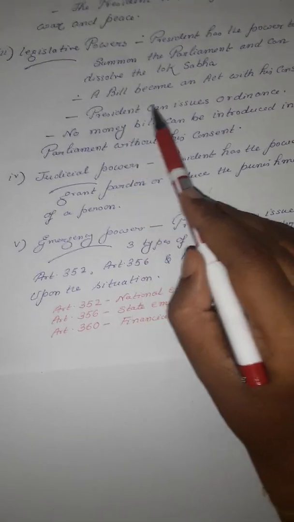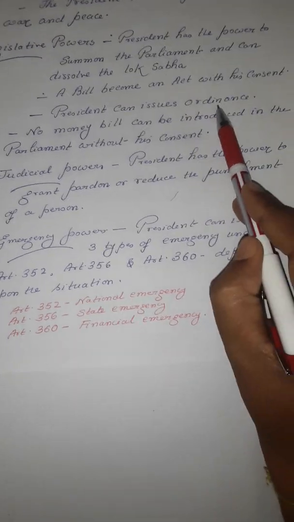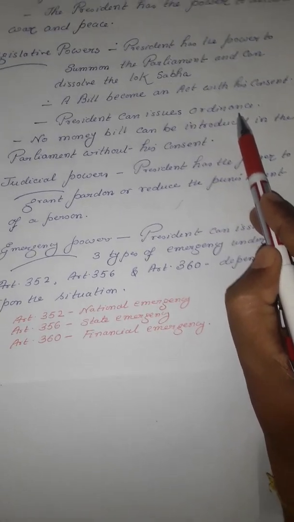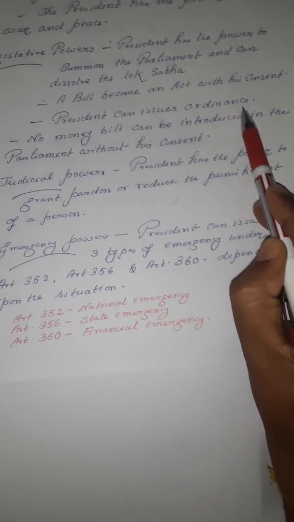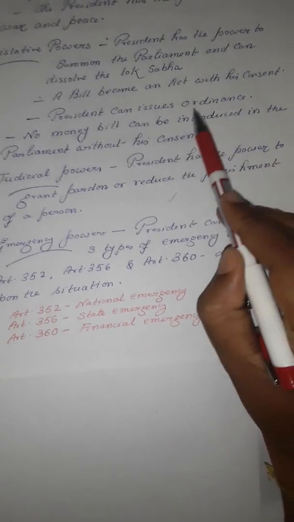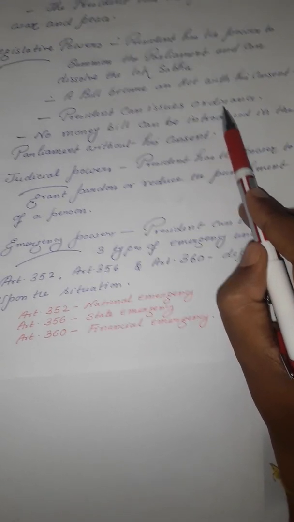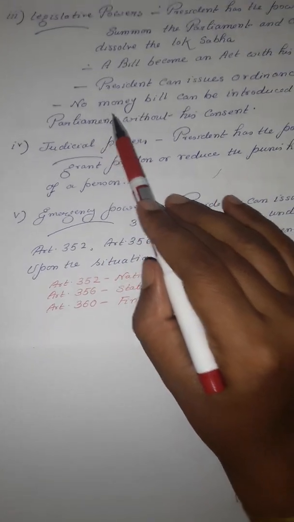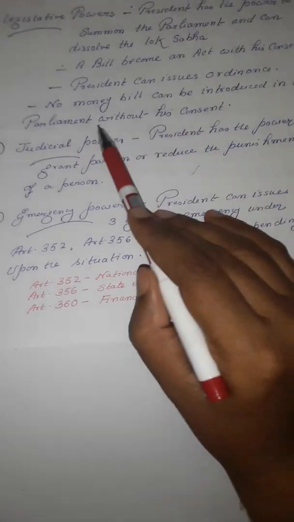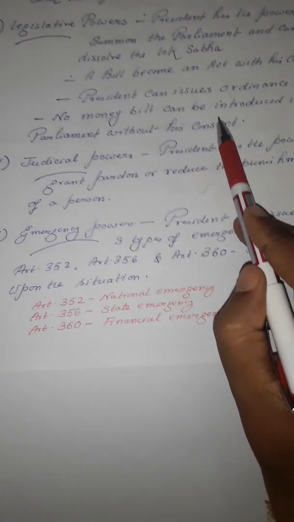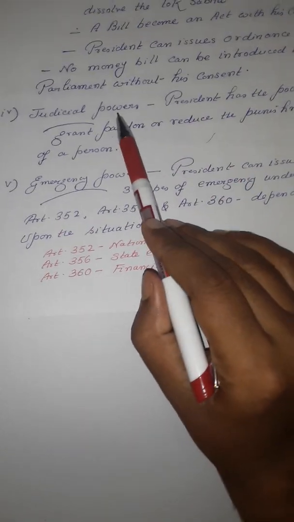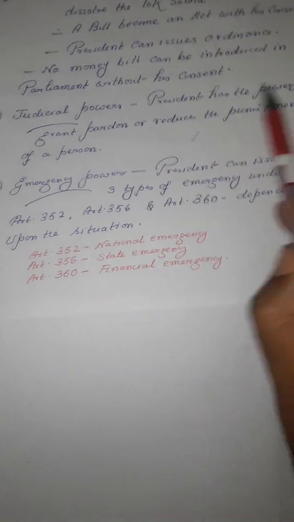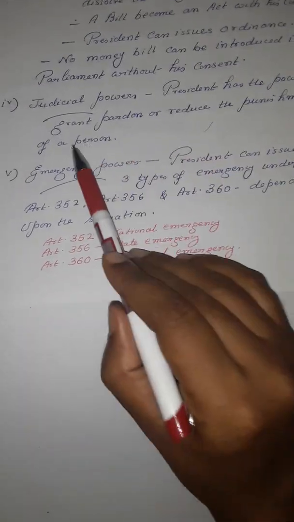Third point, the president can issue ordinances. Ordinances are laws passed by the president when parliament is not in session. These are temporary laws. Fourth, no money bill can be introduced in parliament without his consent. His consent is required to introduce a money bill. Fourth is the judicial power. The president has the power to grant pardon or reduce the punishment of a person.